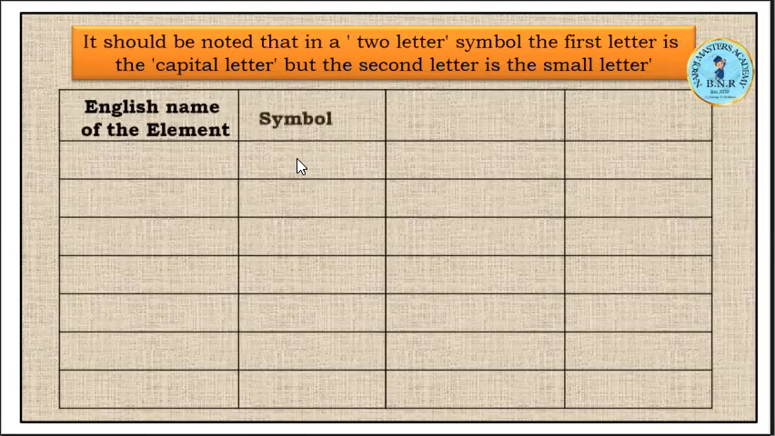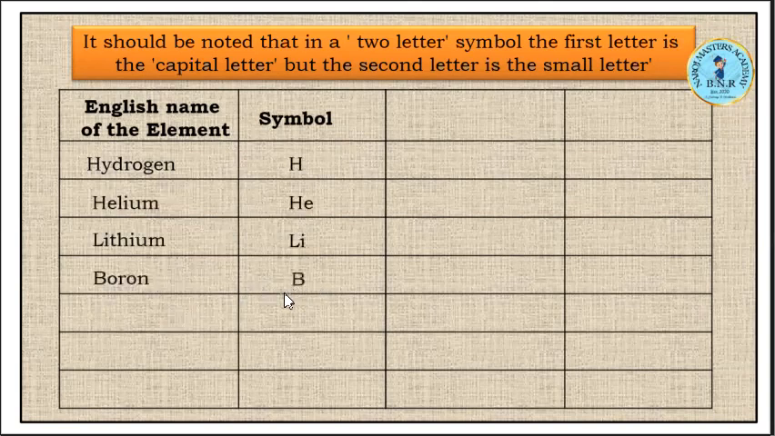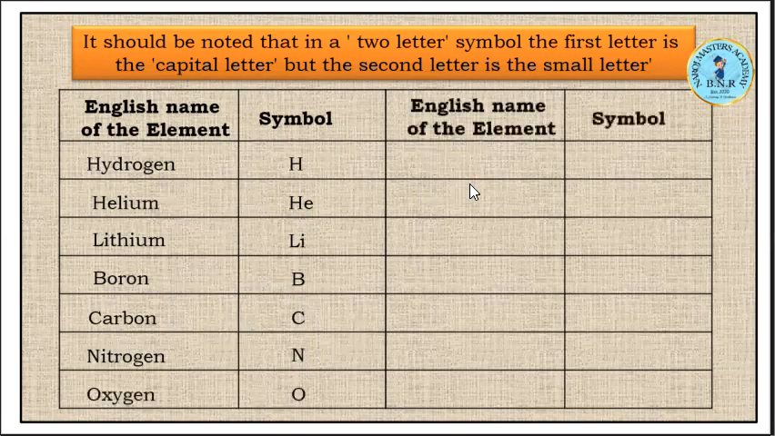Element name in English and symbol. Hydrogen, its symbol is H. Next helium, its symbol is He. Lithium, Li. Boron, B. Then carbon, C. And nitrogen is N. Oxygen, O. Okay. Now again, a few more elements.